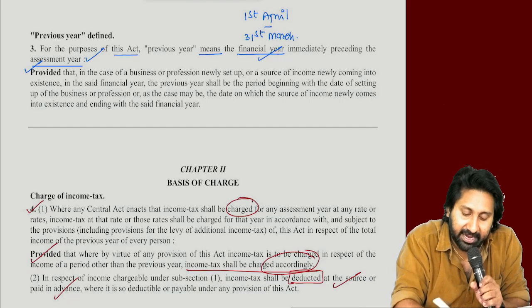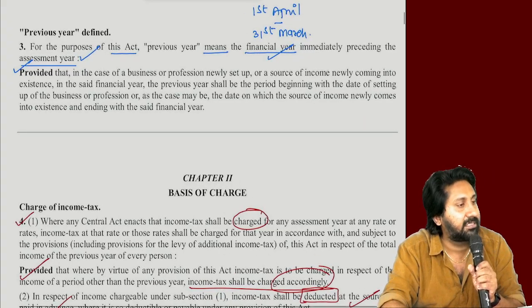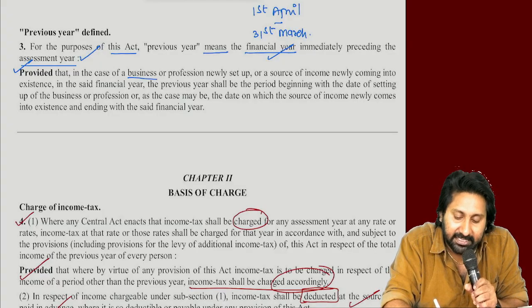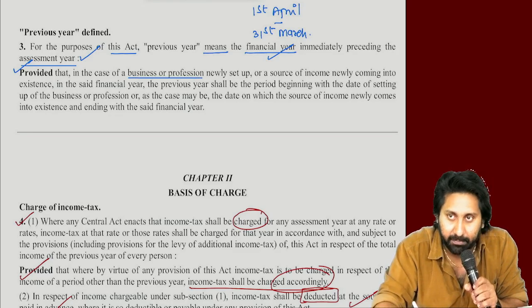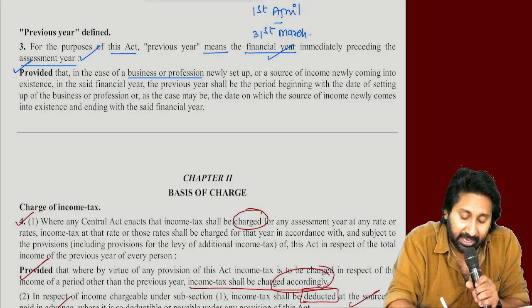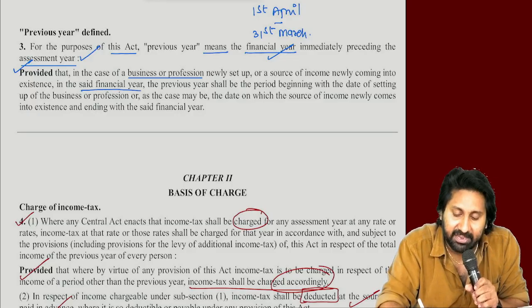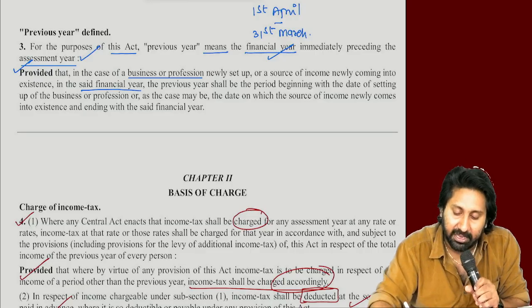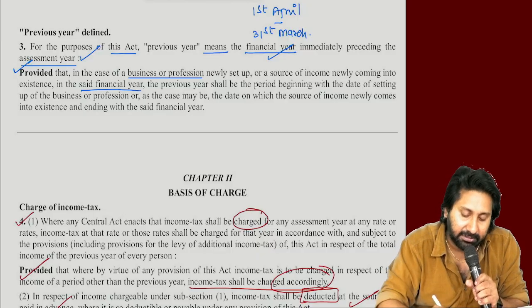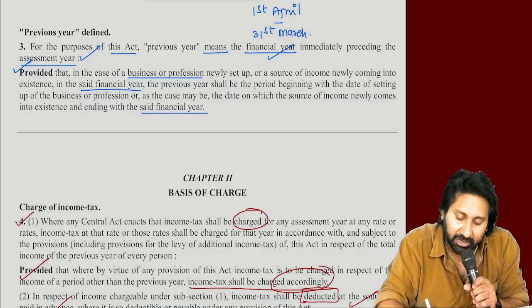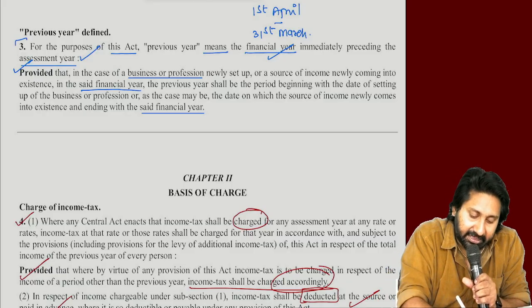Next, the proviso. Provided that in case of a business or profession newly set up, or a source of income newly coming into existence in the said financial year, the previous year shall be the period beginning with the date of setting up of the business or profession, or as the case may be, the date on which the source of income newly comes into existence, and ending with the said financial year. Sir, what is this? We will explain. First, read this part of the section.